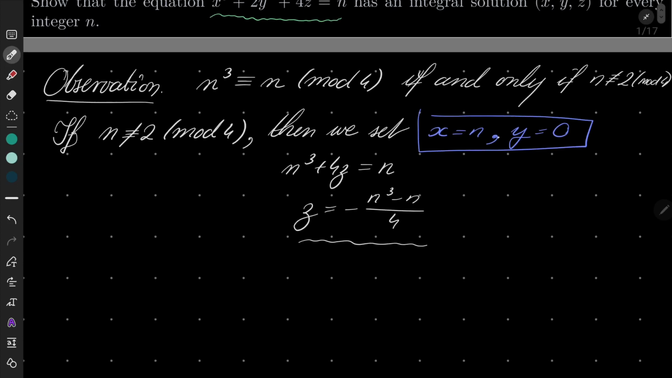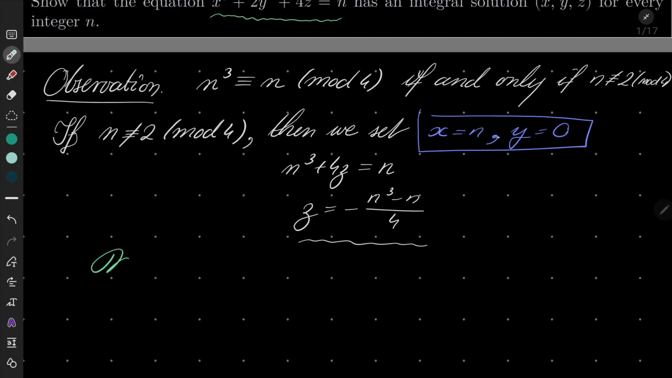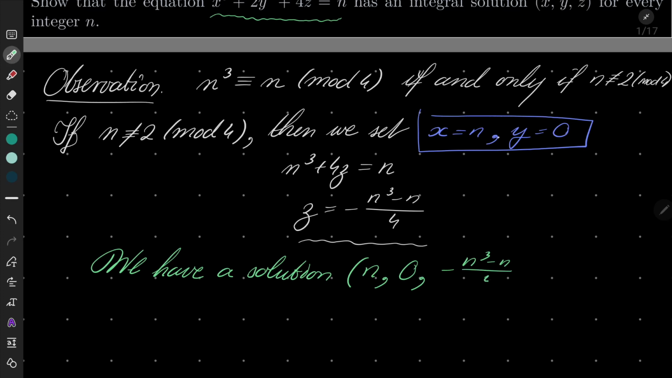So we have a triple of solution. We have a solution: n, 0, minus n cubed minus n over 4.